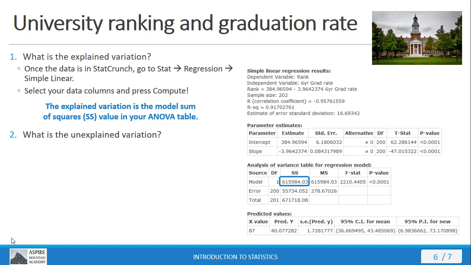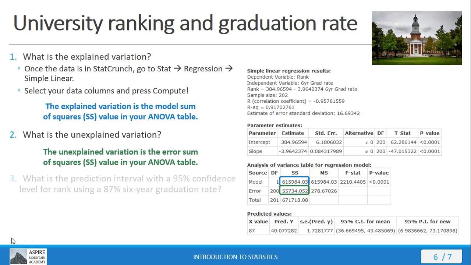Unexplained variation is right below it. So look there in the table, sum of the squares for the error. That's the unexplained variation. Of course, the total is right there below it. See the two that are just added together.